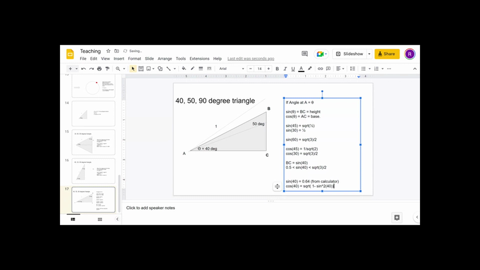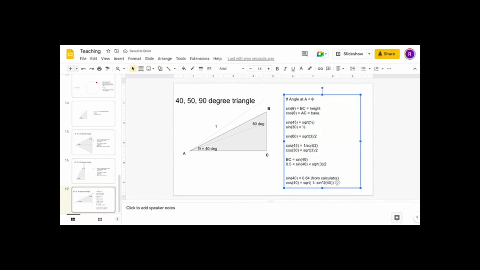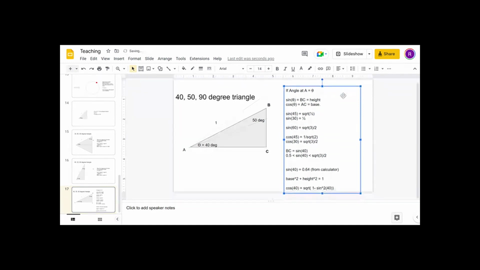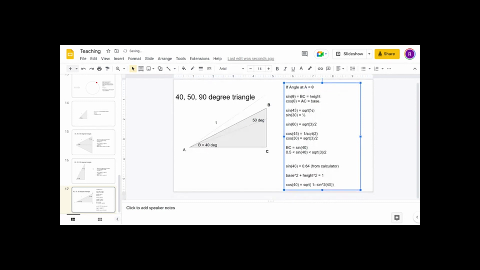I'm using this because the square root symbol is a little hard to write in this one. Why is it this? Because by Pythagoras theorem, the base squared plus height squared is equal to 1 squared. Base squared plus height squared equals 1. So you can just say that height is sine theta.